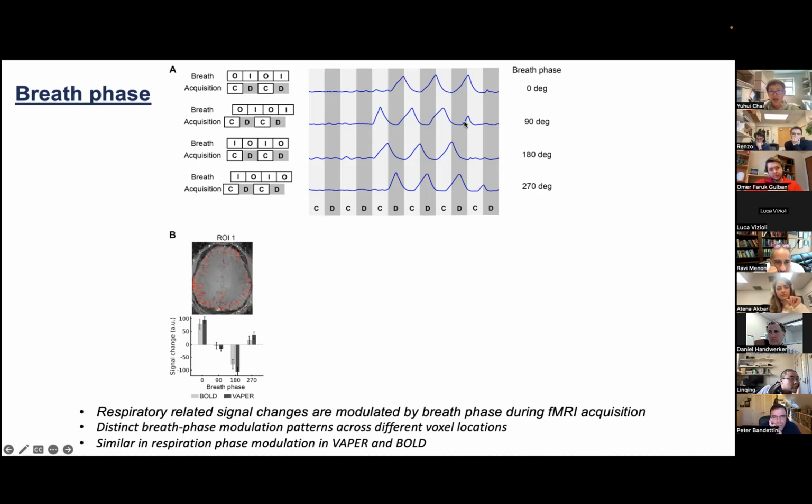And the second condition we call the breath phase of 90 degree. Here the control image is acquired during the transition period from breathe in to breathe out. And the third condition we call the 180 degree.